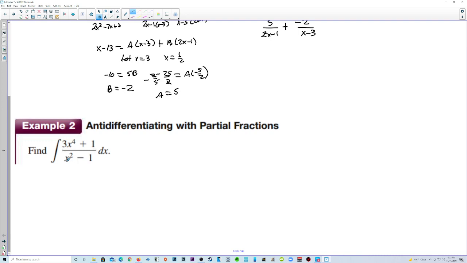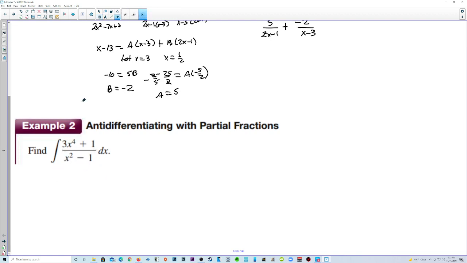Anti-differentiating with partial fractions. So we're going to integrate, and we're going to use the technique to split this up into linear denominators. Now, we couldn't do this with u substitution. We wouldn't be able to do this one with integration by parts either. Let's factor the denominator, x minus 1, x plus 1. Oh, actually on this one, we have to divide first.